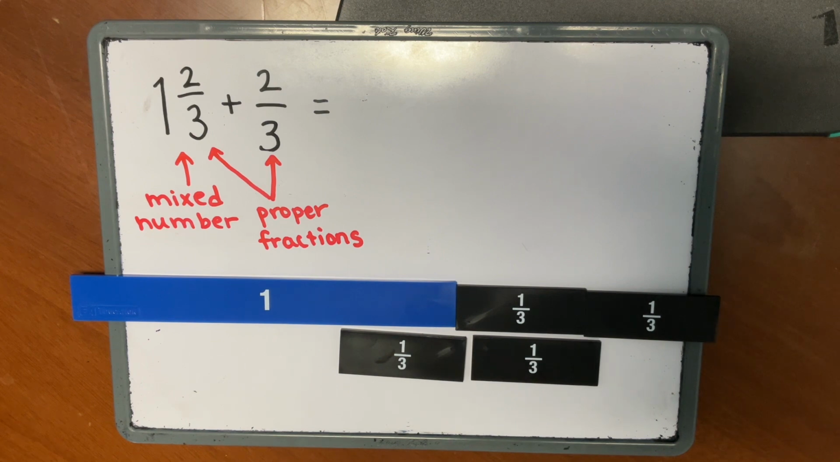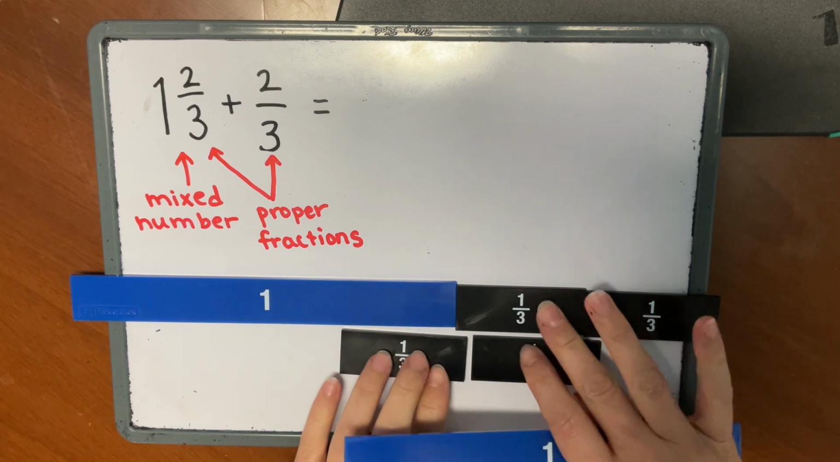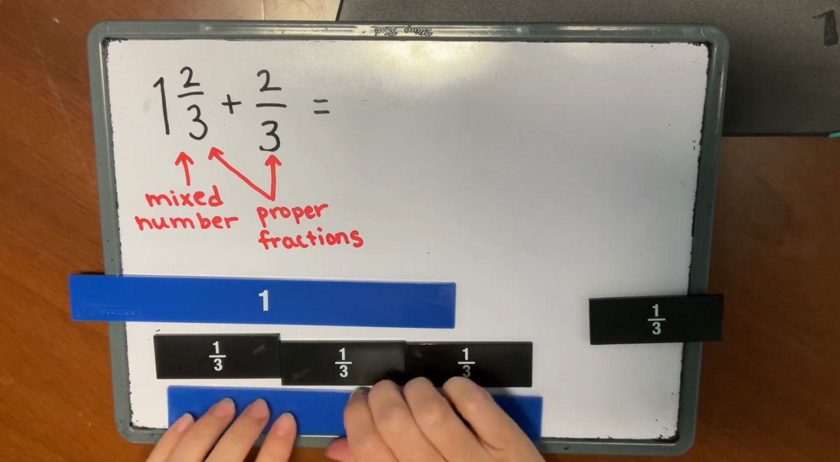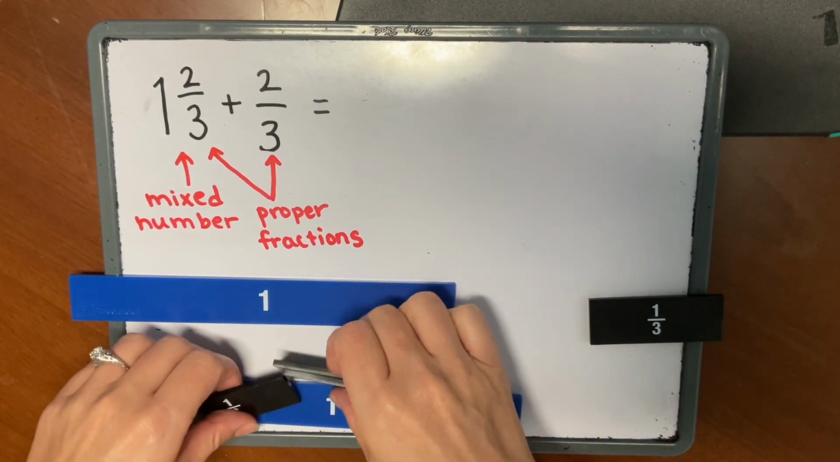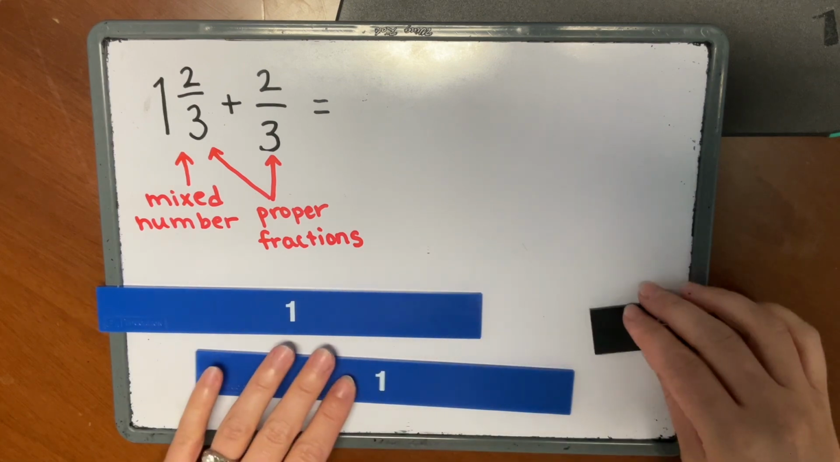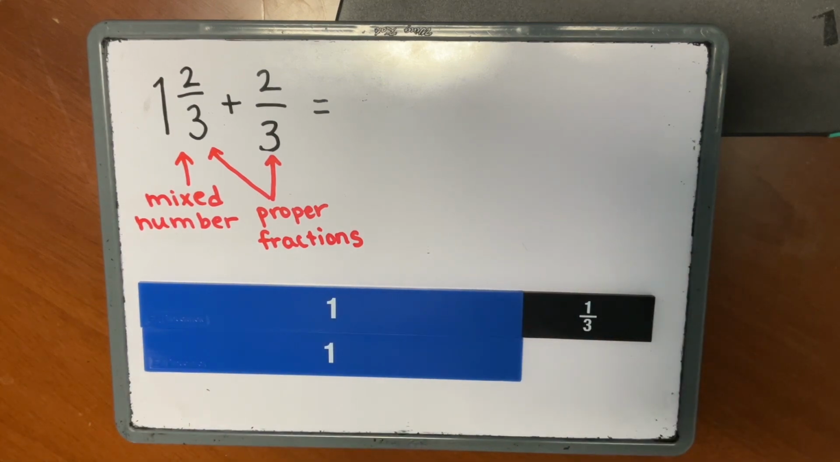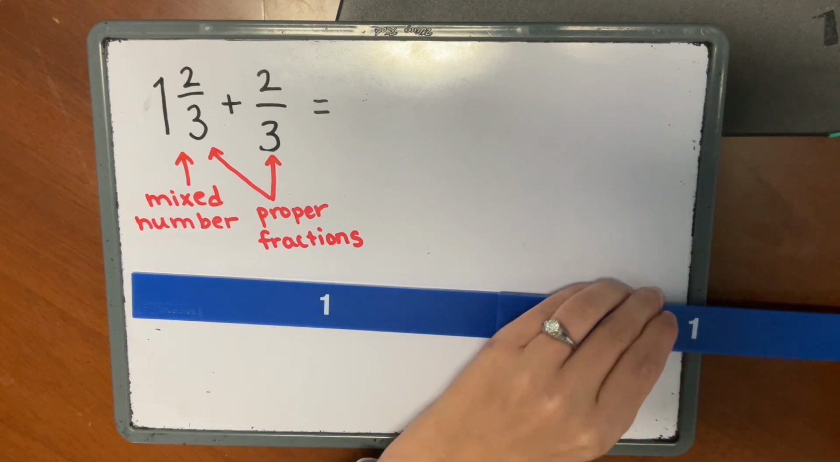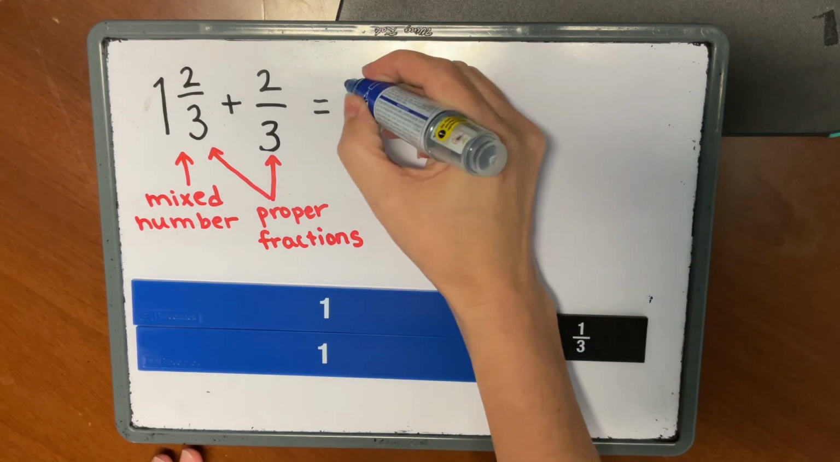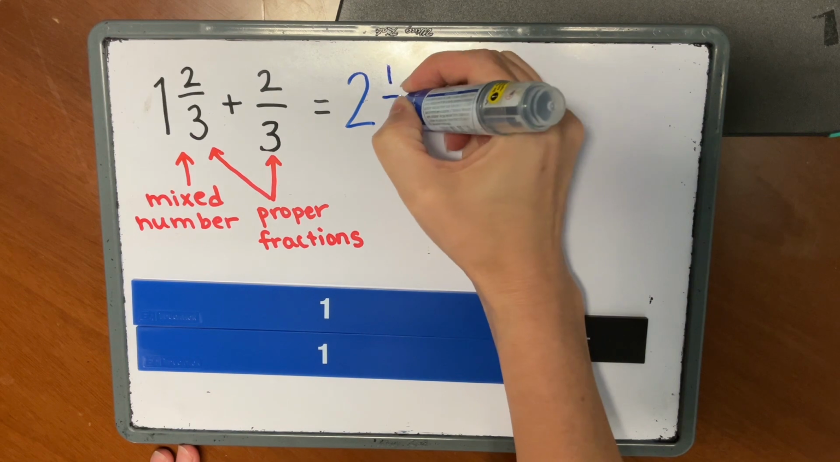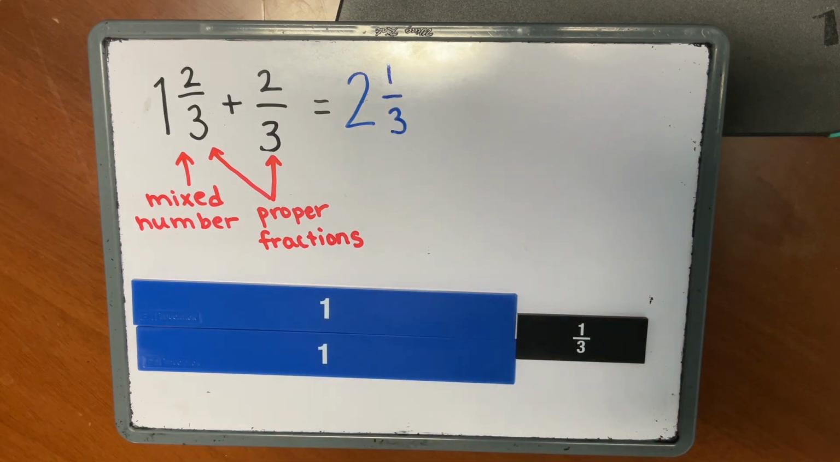Well, let's see if I can simplify anything. I know if I have these 3 thirds, that's equivalent or equal to another whole. So I can easily trade those out for 2 1/3. I could do it this way, I could do it the long way, whichever way you want to show it. So today's answer is 2 1/3. Writing it as a mixed number or proper fraction is how we want to show the answers to our sums.